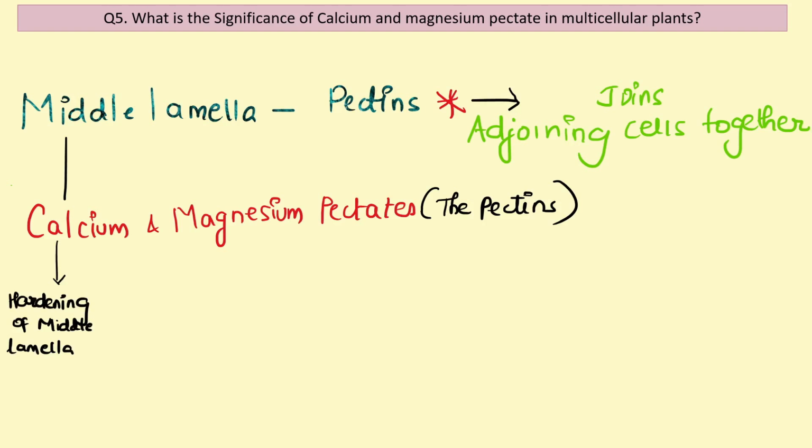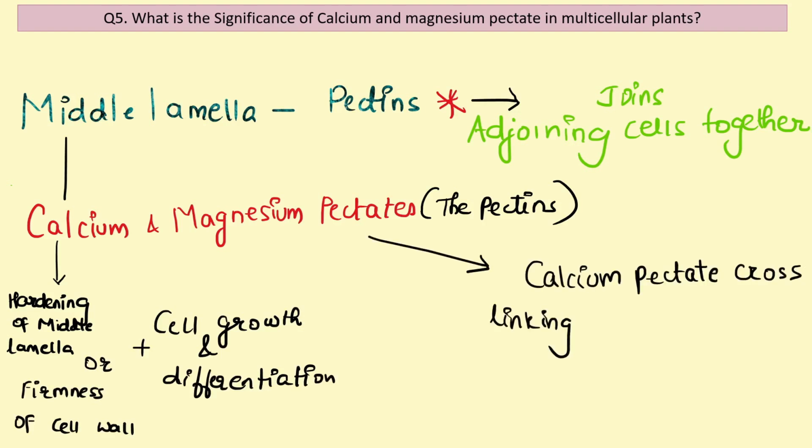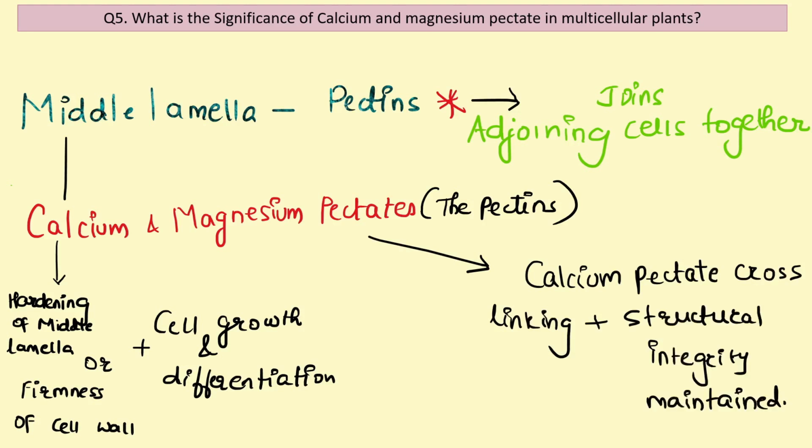Calcium is responsible for the hardening of the middle lamella or the firmness of the cell wall. Plus, it is also responsible for cell growth and differentiation. Magnesium pectates are responsible for calcium pectate cross-linking, plus structural integrity is maintained.